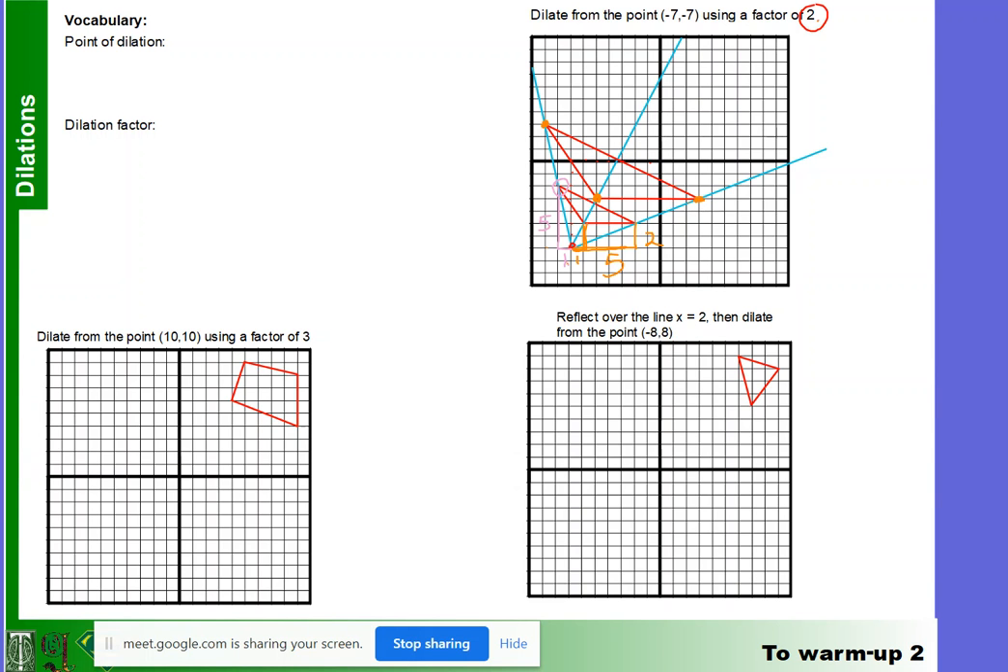I was a little bit confused on the one that was reflect over the line x equals 2, then dilate from the point. Okay, would you like to do that one together? Yeah. Okay, so this one has a reflection and a dilation, and it tells us to do the reflection first. So let's draw the line of reflection. Is it going to be a horizontal line or a vertical line? Horizontal. Oh, wait, no, it would be a vertical.